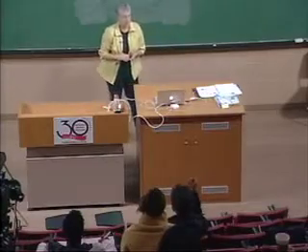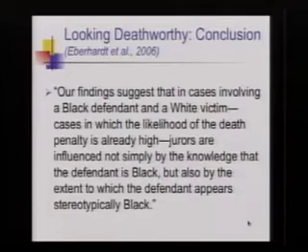Okay, so they concluded that our findings suggest that in cases involving a black defendant and a white victim, cases in which the likelihood of the death penalty is already high, okay, we already know this, there is a bias there, jurors are influenced not simply by the knowledge that the defendant is black, they will know that information, but also by the extent to which the defendant appears stereotypically black. So this should obviously not play a role in decision making. What you look like and how much or how little you look like some stereotype should not have an impact on the outcome of whether someone receives a death penalty. And certainly this study is suggesting it does, and it has a dramatic impact.